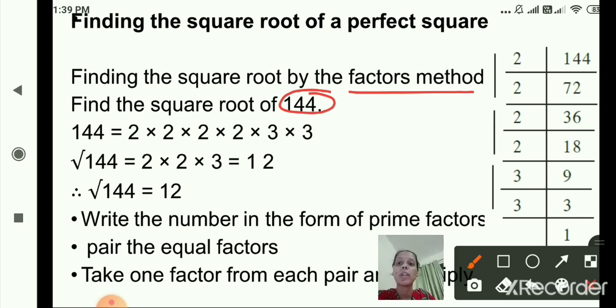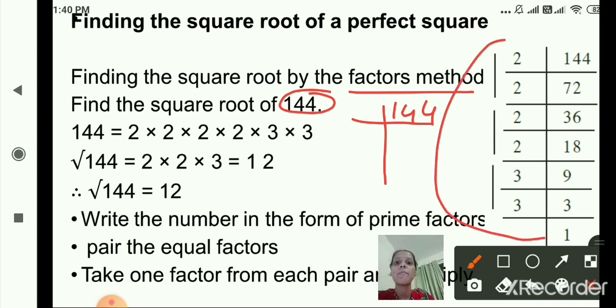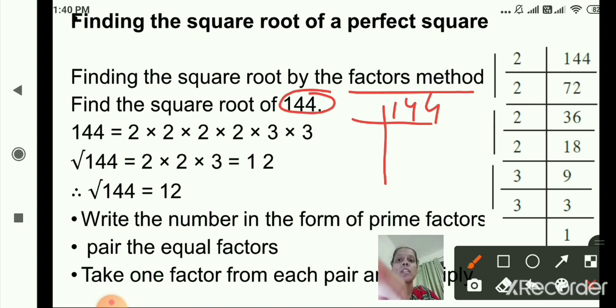First you will draw a vertical line and one horizontal line. Then you will write down the number, that is 144. As you can see here, I have shown it here. In this way you will draw the 2 lines first and write down 144. Now see here, this is 144. 144 is divisible by 2, correct? So I have written 2 here.